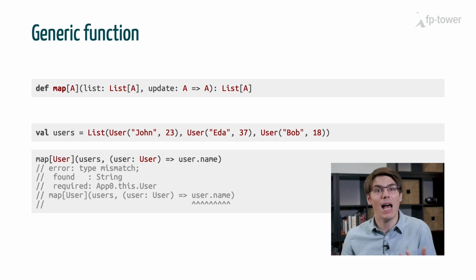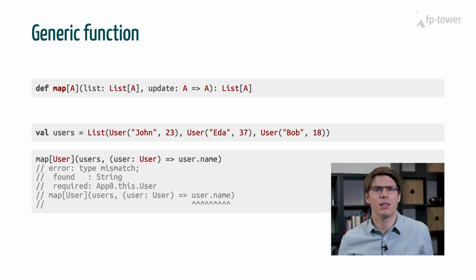We can manually annotate the type parameter of map. Here we can say that we expect A to be user, which leads to a much more informative error message. Now the compiler tells us that in the specific section of map, it expected a user, but it got a string, which is precisely the issue that we are facing.